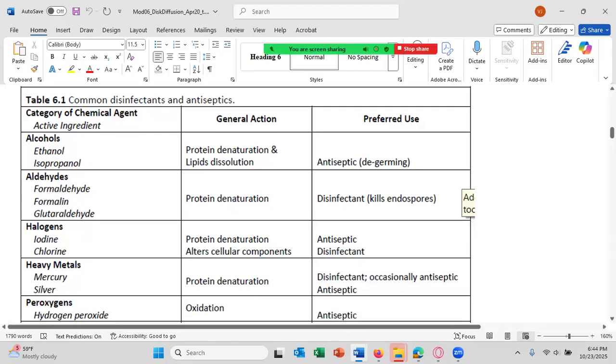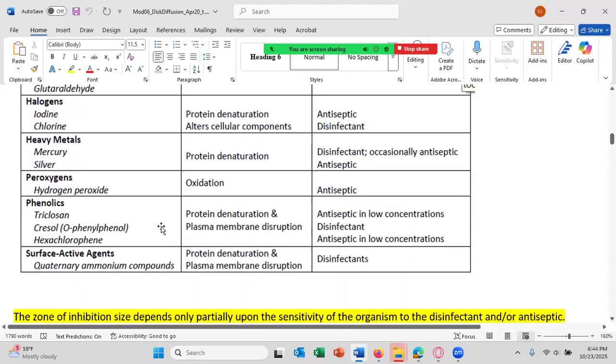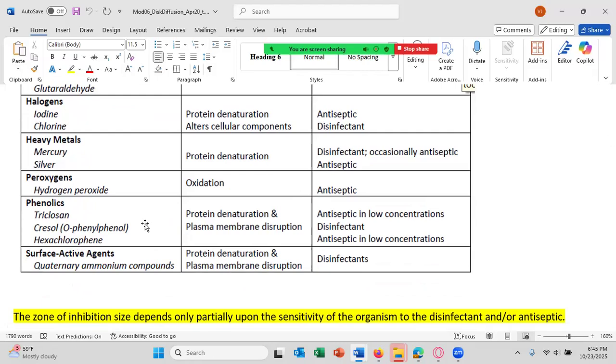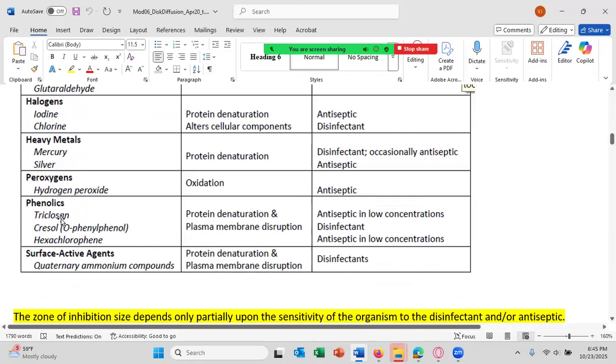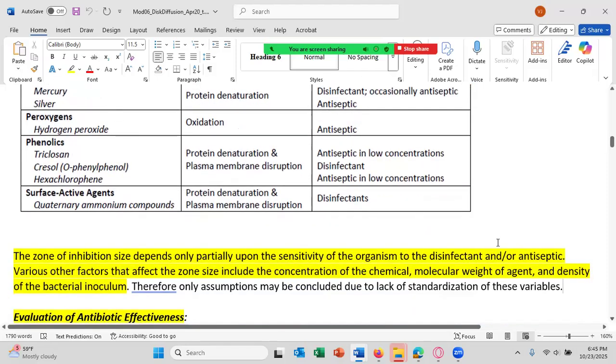I've already talked about peroxygen, so let me move on. Phenolics was the first antiseptic that Joseph Lister found. He used phenol, actually. These are a little stronger phenolics: triclosan, creosol, hexachlorophene. They are antiseptics when they're used in low concentrations and disinfectants when used in higher concentrations. Surface active agents include quaternary ammonium compounds, which are a disinfectant commonly used in hospital and other healthcare facilities. Any question about any of that?